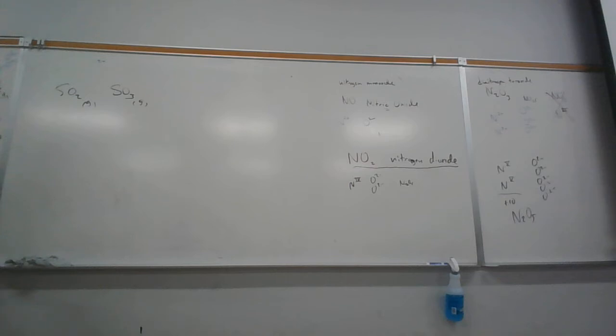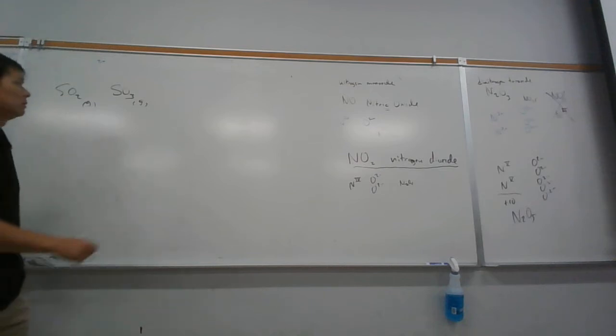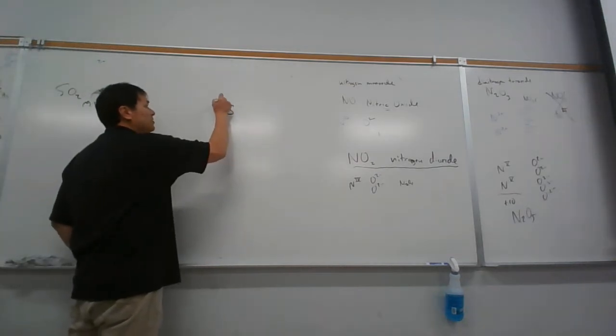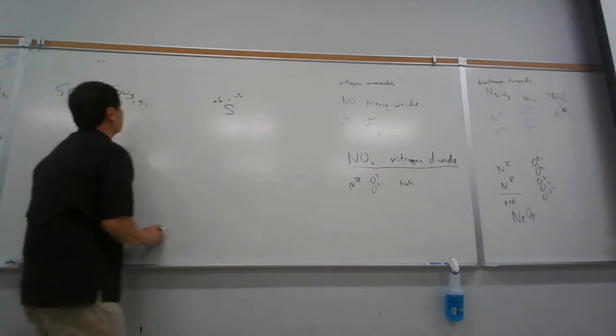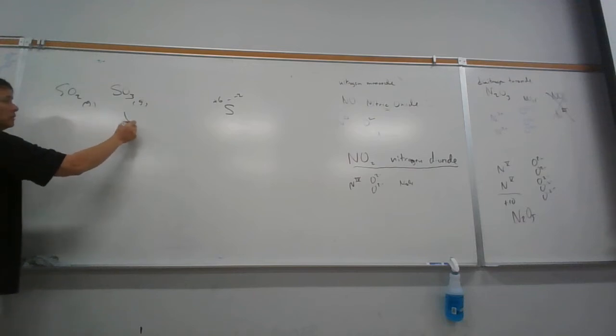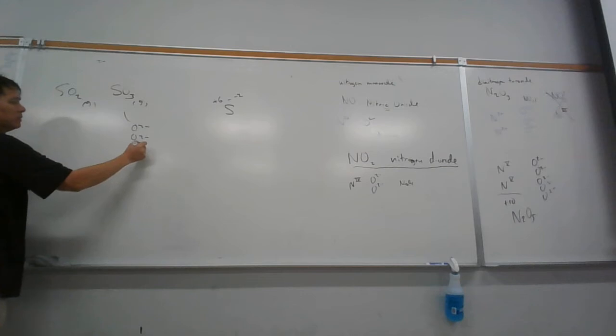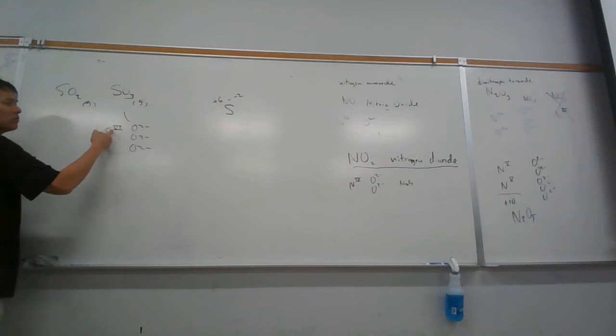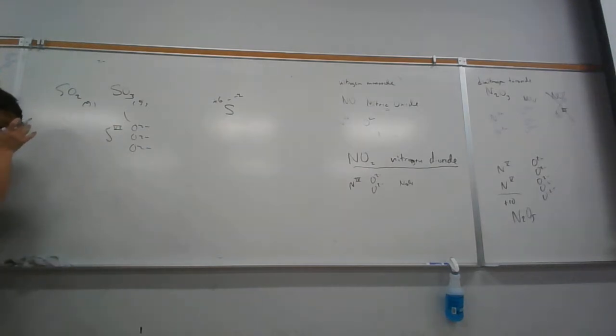sulfur has an oxidation state range of what to what? Positive 6 to negative 2. Yeah, positive 6 to negative 2. And so in sulfur trioxide, what is sulfur? Oxygen is negative 2. Sulfur is positive 6. Yeah, and then we write this in Roman numeral because losing 6 electrons is hard. We'll write it like that. And so this is fine.